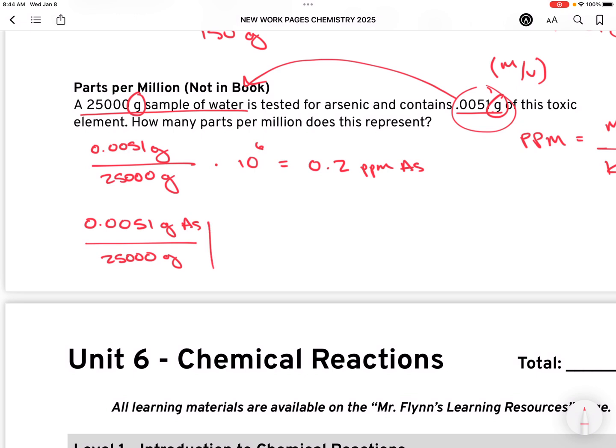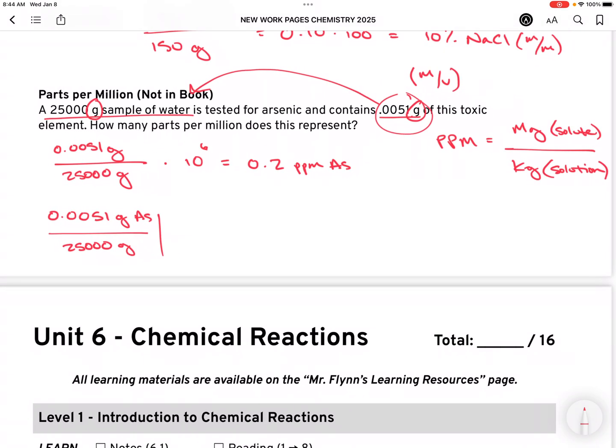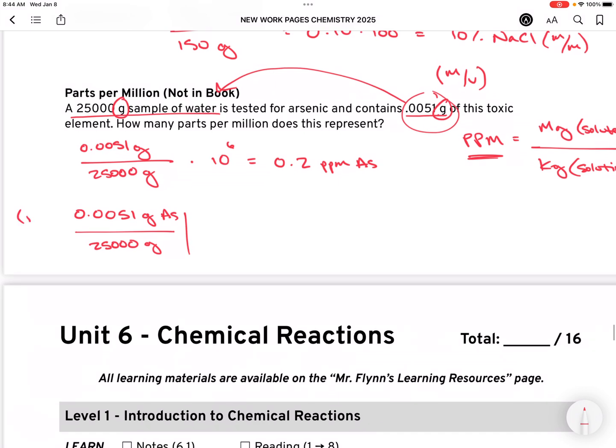This is what we're going to start with. And what we want to do is get our units to match this parts per million on the other side. So these grams need to be turned into milligrams, and the bottom here needs to be turned into kilograms. So we need to do a little bit of converting, okay? I'm going to set this up, and we'll start with one and work with the other, okay?